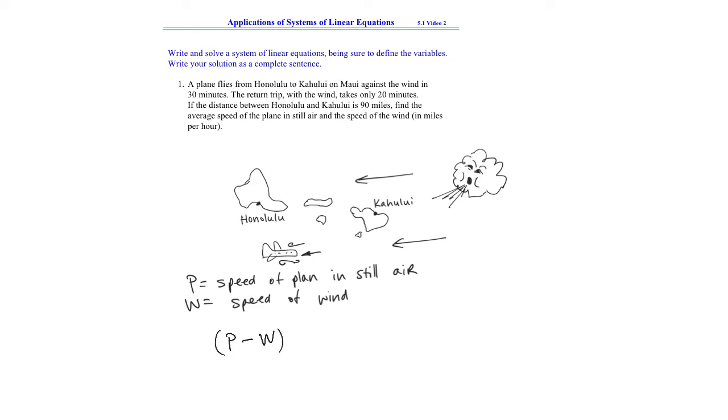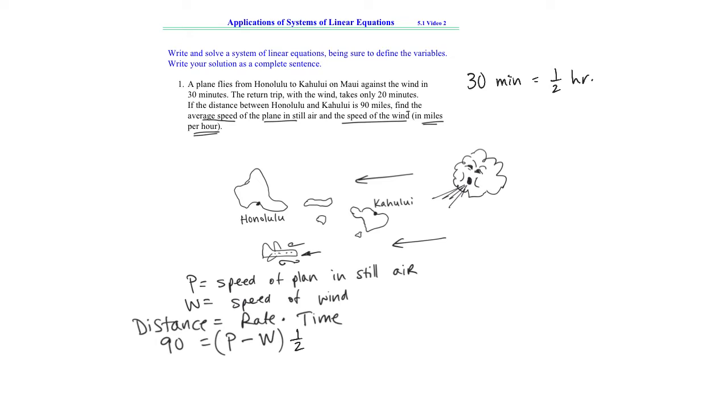Okay, now the big key with these types of problems is that distance equals rate times time. So the distance that it's traveling is about 90 miles, and then the time that it takes is 30 minutes. We're going to need to find the average speed of the plane in still air and then the speed of the wind. And our units need to be miles per hour. So 30 minutes, I'm going to just rewrite that as a half an hour. So our time here is 1/2.